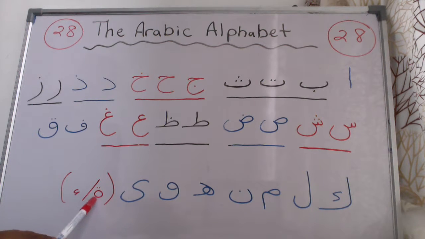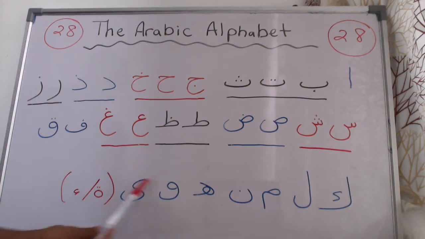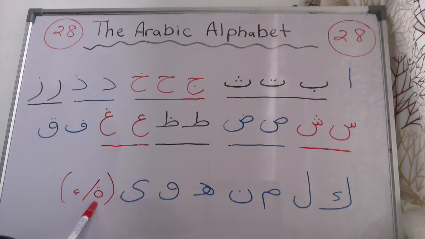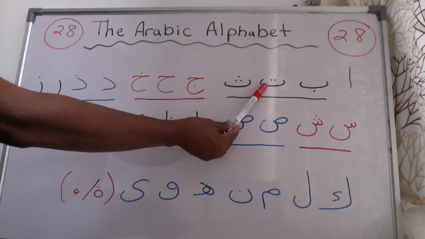Okay, so the ta marbuta, which is its name, it's actually two letters in one. If you have a word with this letter, ta marbuta, and you want to stop when you're reading or when you're speaking, then you pronounce it as a ha, which is this letter here. If you want to connect it to the following word, then you pronounce a ta, which is this letter here.